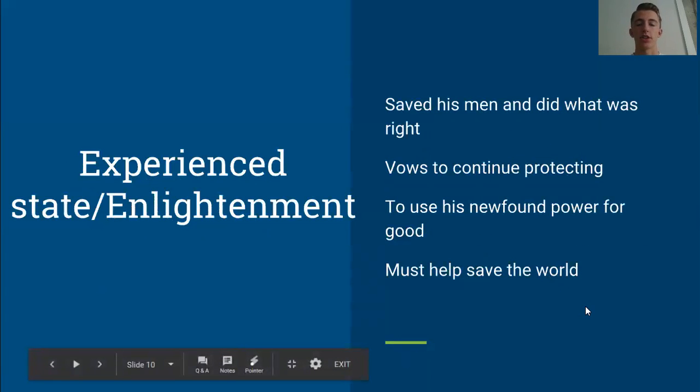Experienced state, or enlightenment. So they saved the day. They saved this army, and he and his men vow to continue doing what's right, to continue protecting. Kaladin vows to use his power to protect and for good. And he also kind of begins to realize that he needs to use his powers and to use who he is to help save the world as everything's just kind of crashing down.